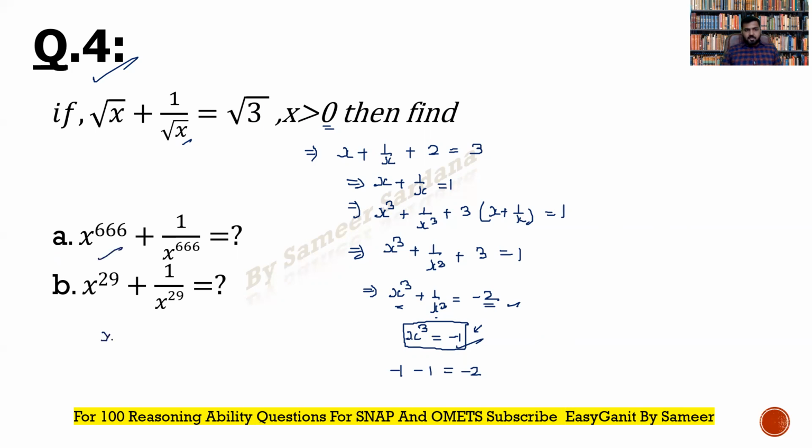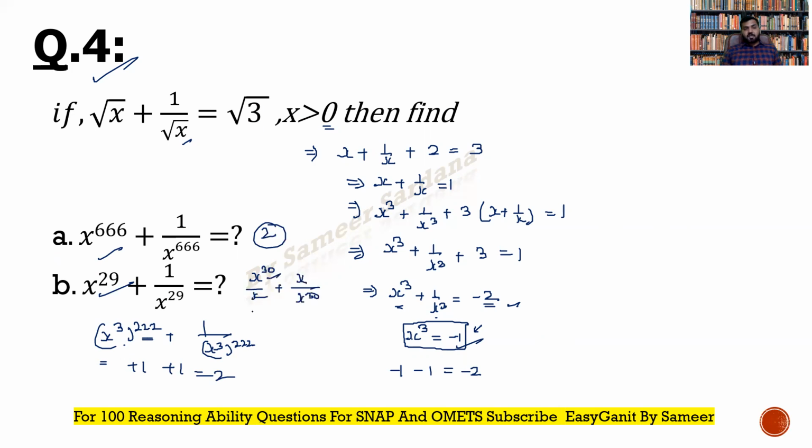then in this case, x power 666 will be x power 3 raised to power 222 plus 1 upon x power 3 raised to power 222. Now minus 1 raised to power even will be plus 1, answer will be 2, right? And in this case, I need to write it down as x power 30 upon x plus x upon x power 30. Now x power 30 would be x power 3 raised to power 10, that is minus 1 raised to power 10, which is equal to plus 1. So that's the value of x power 30. So this is 1 upon x plus x, right? And we know that x plus 1 upon x is equal to 1. So therefore the answer to this question will be 1, right?